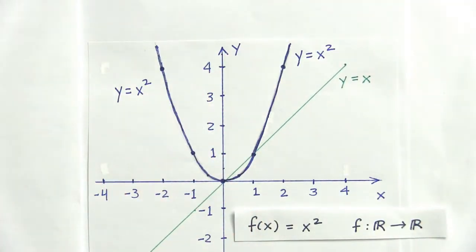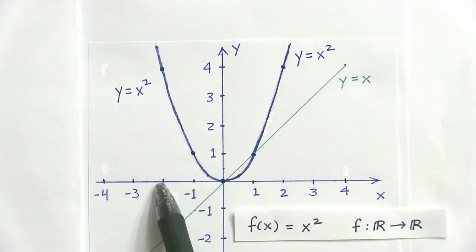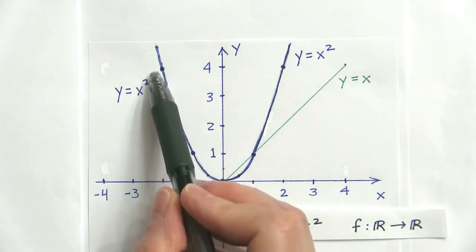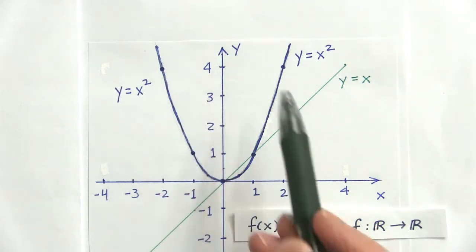For example, consider the function f of x is x squared. This function maps the real numbers into the real numbers. You plug a real number in, like -2, and you get a real number out, like 4.